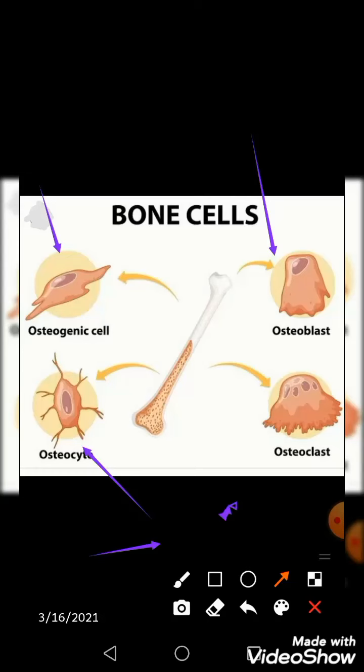Now the fourth variety of the bone cell are the osteoclasts. These are bone marrow derived multinucleated giant cells, and you find them in the house-shaped lacunae.